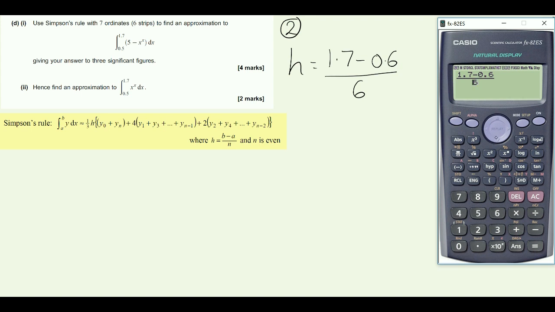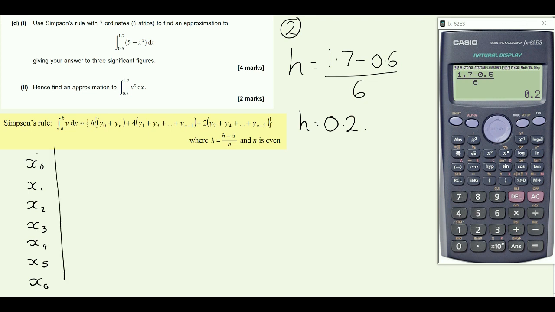Sorry, I've not used the right one there. 0.5 that should be, shouldn't it? The second one there. So that comes to a fifth, which is 0.2. So h is equal to 0.2. What that tells me is I'm using 7 ordinates, so I'm going to have x0 all the way up to x6 for my 7 ordinates, giving me my 7 numbers.